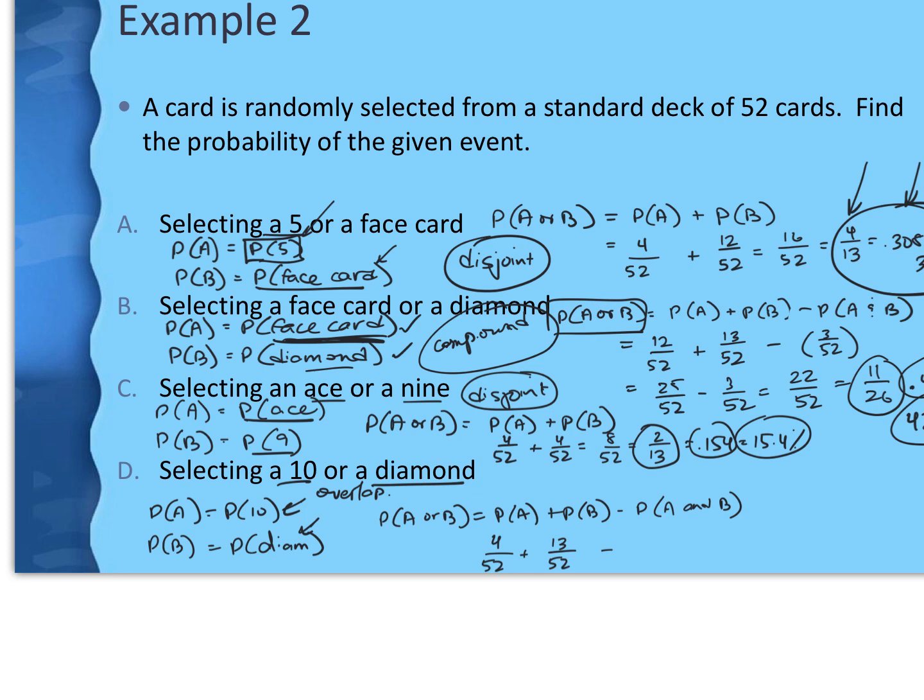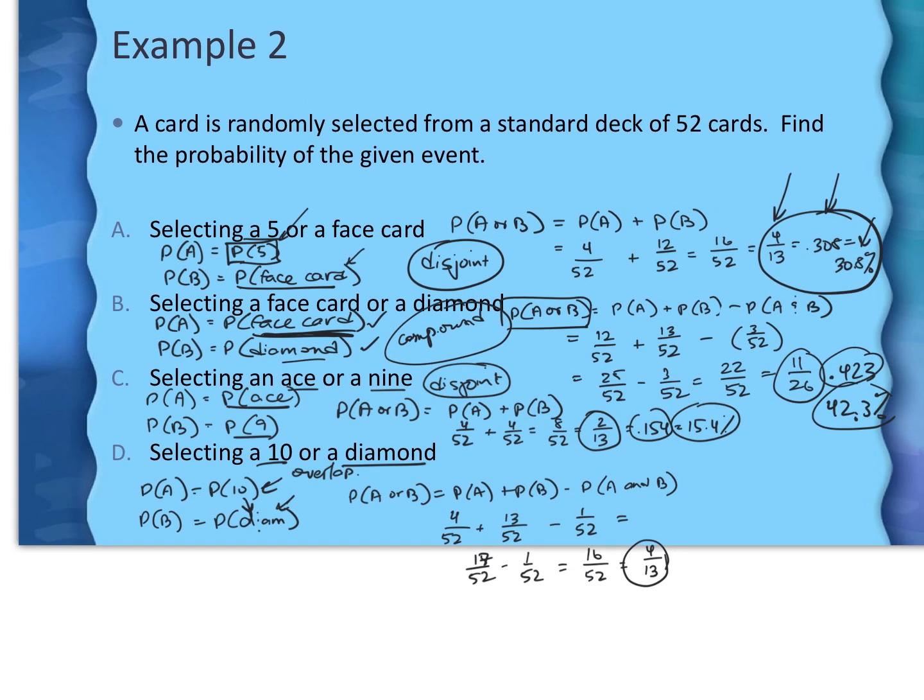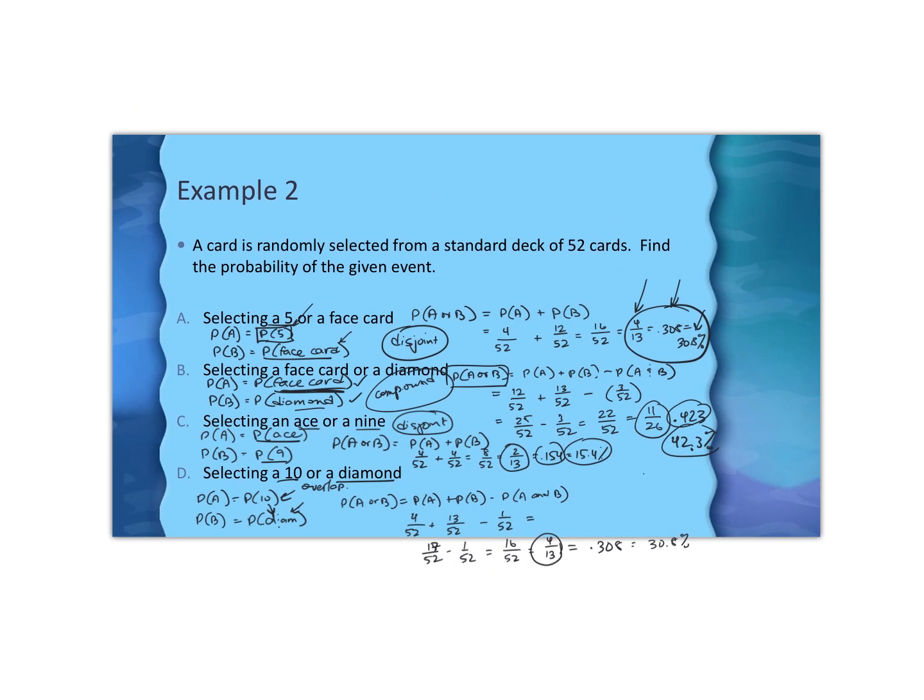Now, what's the probability of getting a 10 and a diamond? Well, there's 1 10 that's a diamond, so 1 out of 52. There's one that meets both those criteria. So now we go through and it's 17 out of 52 minus 1 out of 52. So it's going to equal 16 out of 52. If I divide by 4, I get 4 over 13, which I did earlier on something else. And it equals 0.308 or 30.8%. And so that's kind of how we solve these.